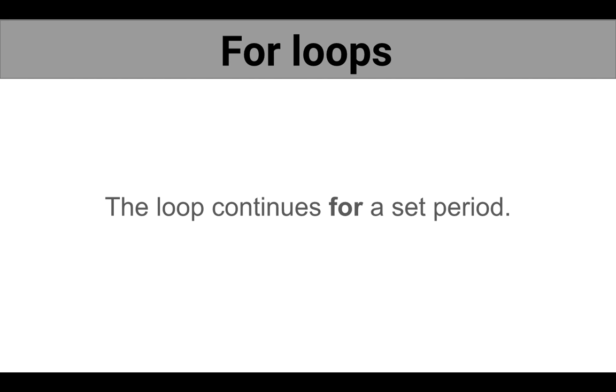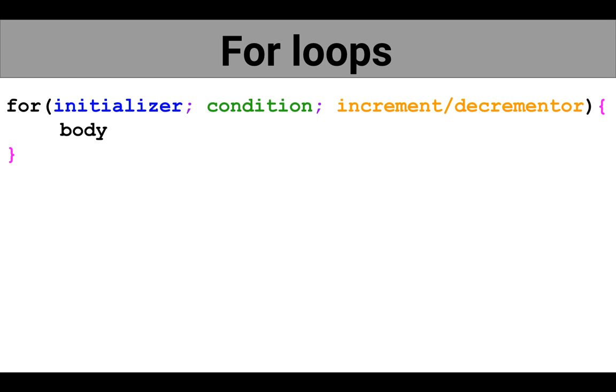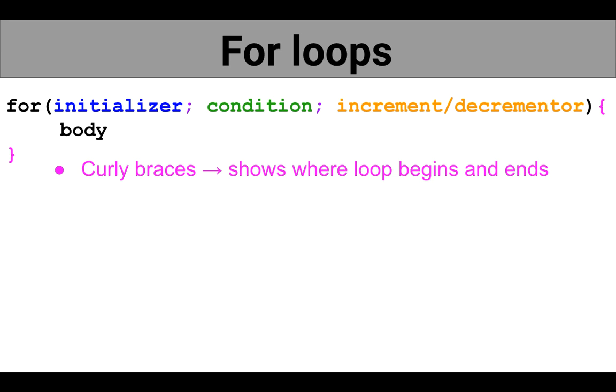And now we're going to look at for loops. A for loop continues for a set period of time, and so we're going to put all of that in the loop statement. So here we go is the beginning. This is what it looks like, and these are all the different parts to it. So we're going to go through each part for a for loop. The first thing I want you to notice is, again, there are curly braces, and that shows where your loop code begins and ends. So those are very important. Your body is always inside those curly braces.